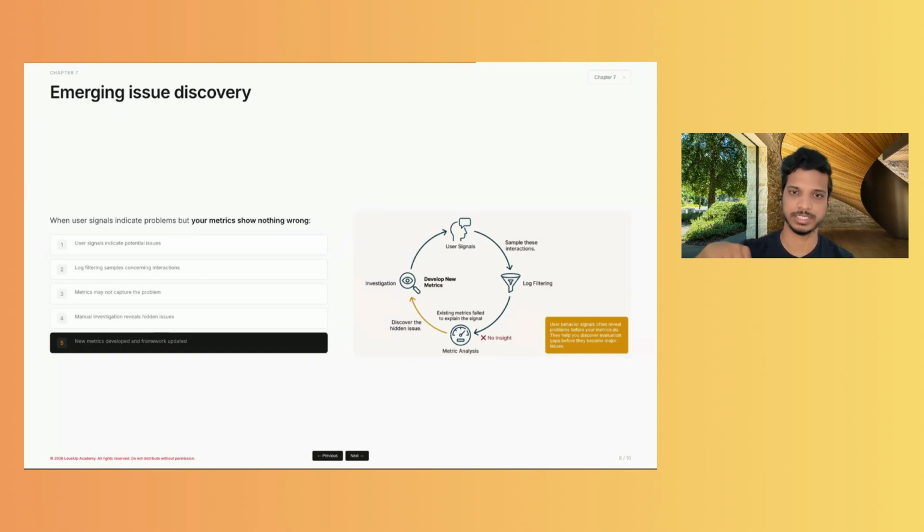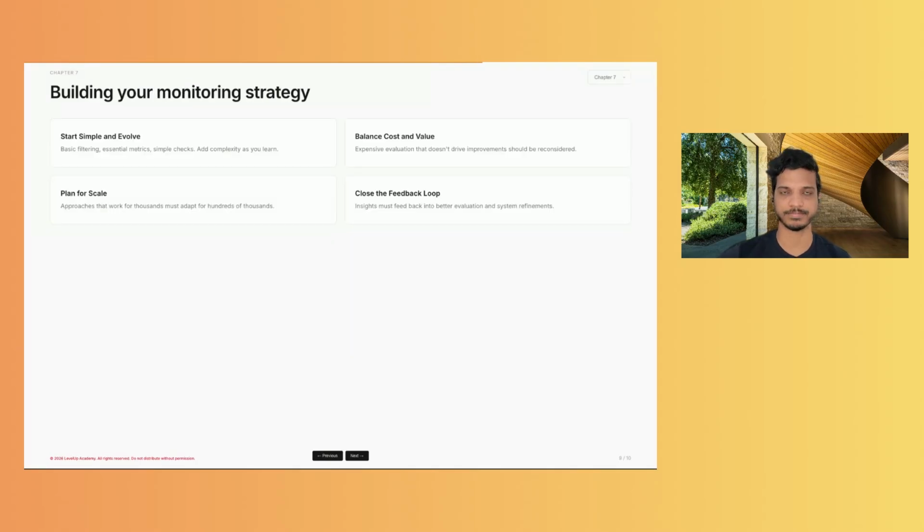And this establishes a loop by which having your product out and letting it interact with customers in different use cases lets you build a stronger product. So that is the kind of flywheel that we are talking about in the emerging issue discovery category.